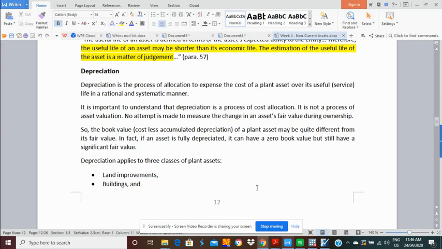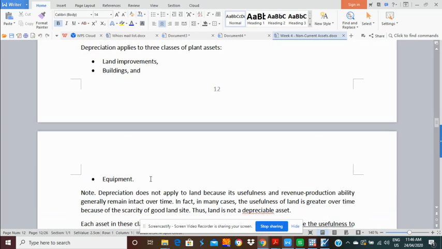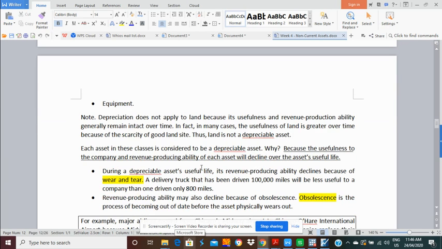So depreciation would be applied. It will not be applied to land, but it will be applied to land improvements, to buildings and equipment. The depreciation does not apply to land because land does not lose its value over time. In fact, the value of the land may be increased if you put fertilizers and if you treat the land well. So therefore, land is not a depreciable asset, but other assets, they will lose the value over time.